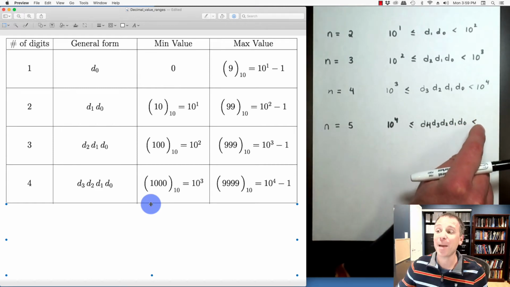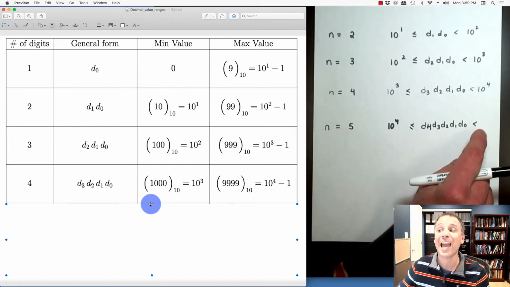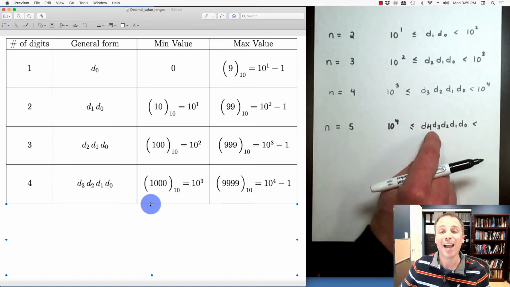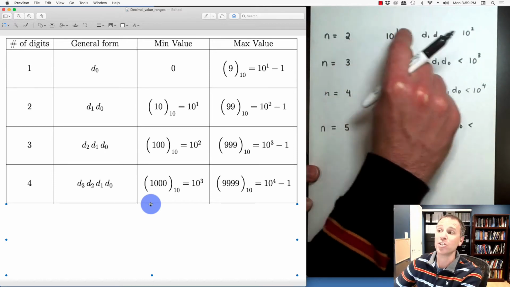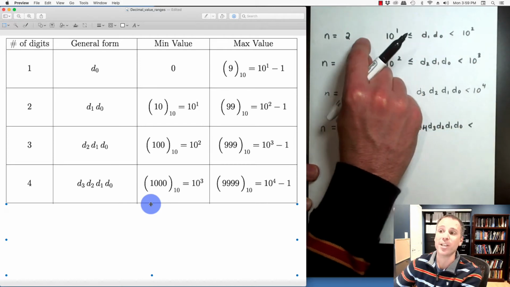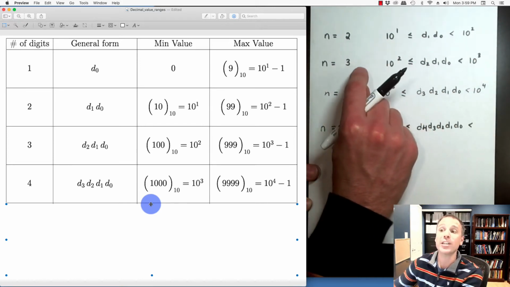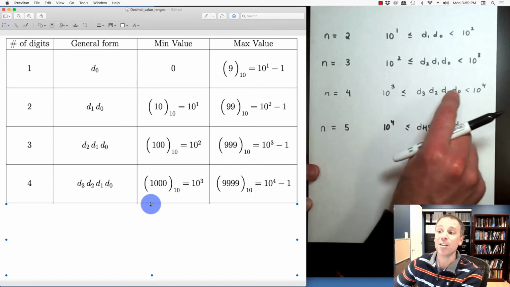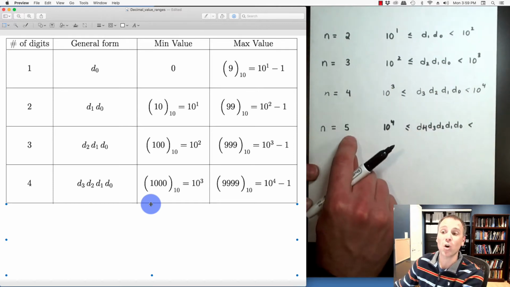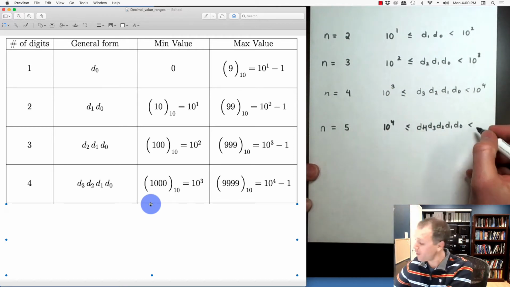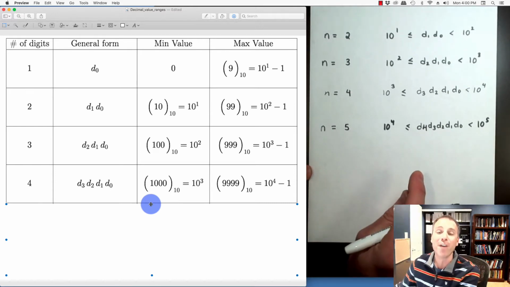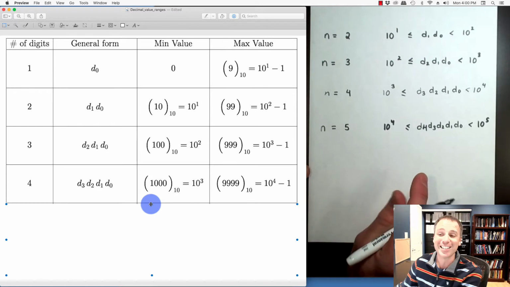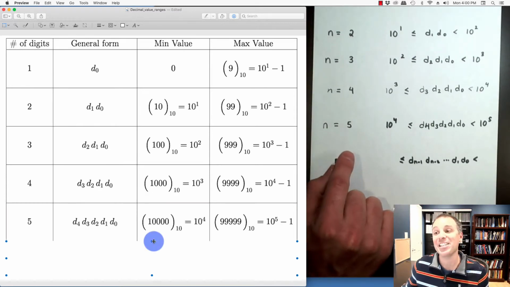What's the other side of that bound? What's the smallest number that cannot be represented by 5 decimal digits, that requires an extra digit? Notice that for the other cases, 10 squared cannot be represented with 2 digits, 10 to the 3rd can't be represented with 3 digits, and 10 to the 4th can't be represented with 4 digits. So that would mean what? Yep, 10 to the 5th cannot be represented with 5 digits, because that's 1 followed by 5 zeros, which is 6 digits.